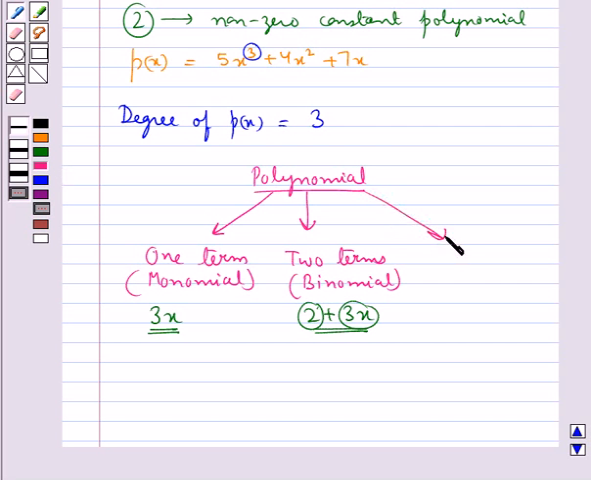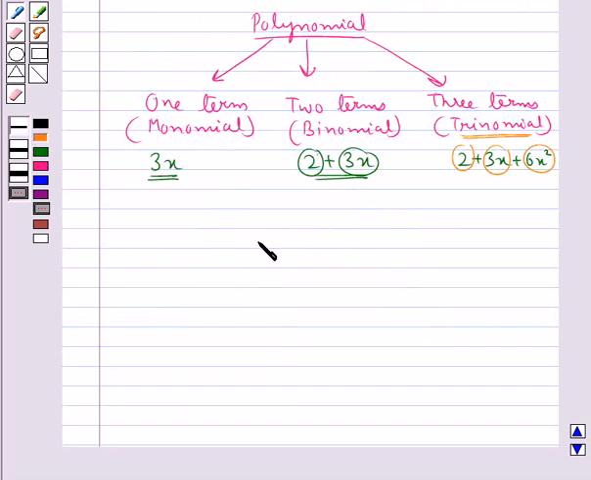Then a polynomial with three terms is called a trinomial. For example, we have 2 + 3x + 6x^2. This expression has three terms, 2, 3x and 6x^2, so it is a trinomial. Next, a polynomial of degree 1 is called a linear polynomial.